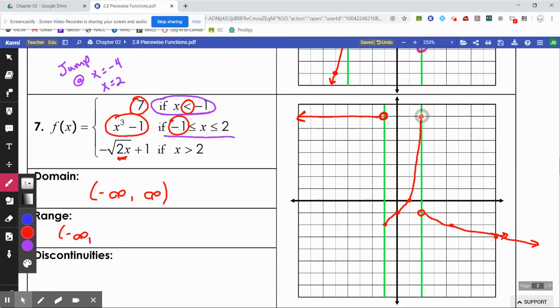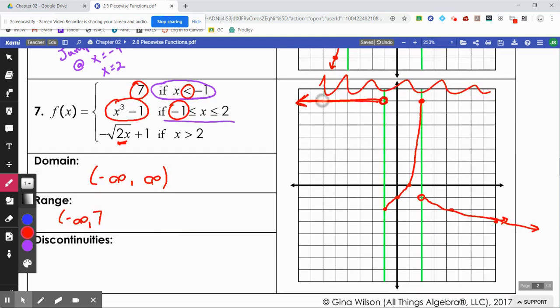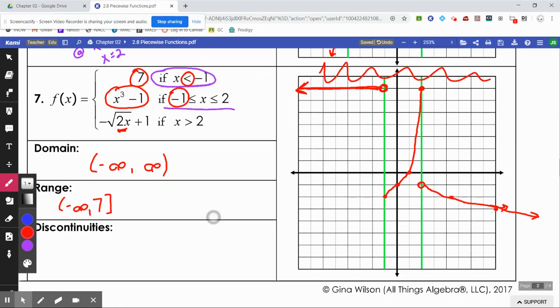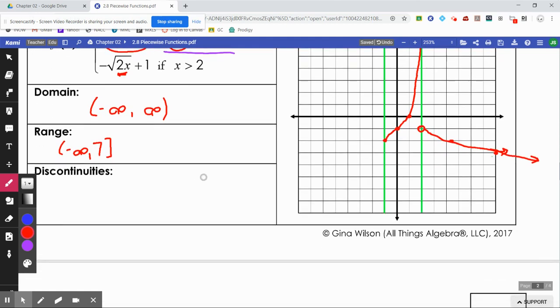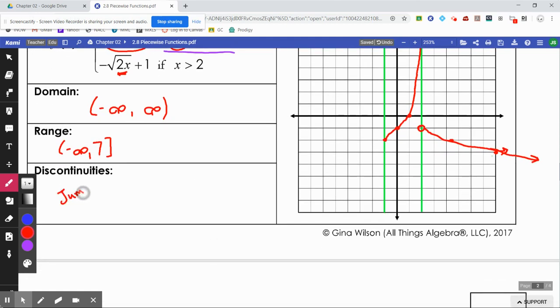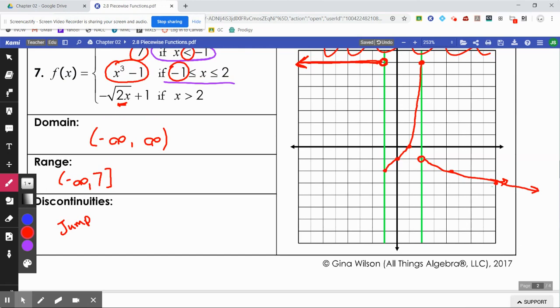Notice once we get to the top, my graph stops here and it flattens out over here. So there's no graph up here at all. There's no graph above 1, 2, 3, 4, 5, 6, 7. So my graph stops at 7. Now I am going to include 7 because here y does equal 7. That is part of your graph. And you only have jump discontinuity again. You have jump discontinuity at that -1 and that +2. So jump at x equals -1 and at x equals +2.